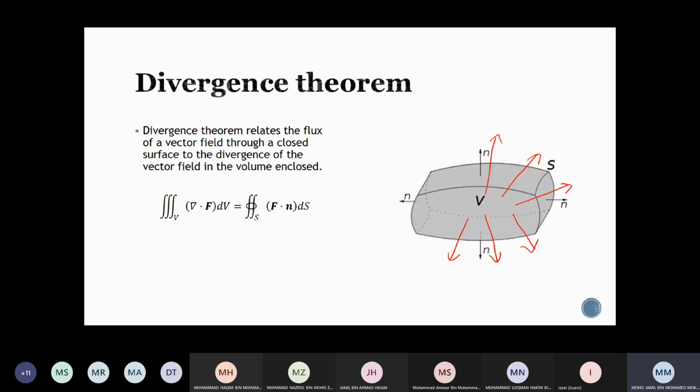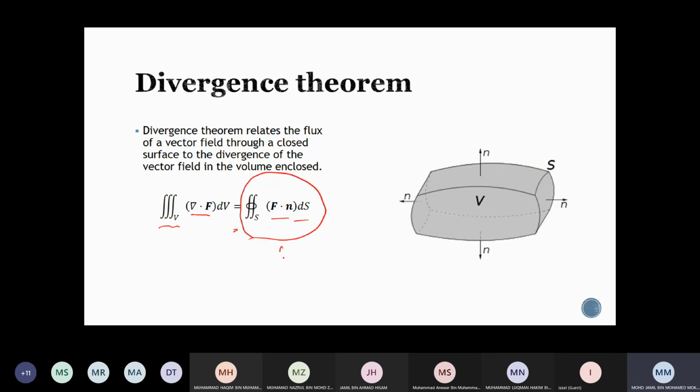The movement of fluid. So to calculate that motion, or the movement of flux, we can use the divergence theorem. The divergence theorem basically relates the triple integral over the volume of divergence of F equals the integral over the surface of F dot n dS. So this is the flux.